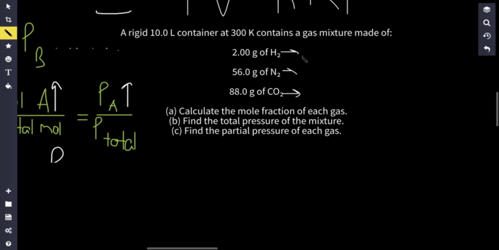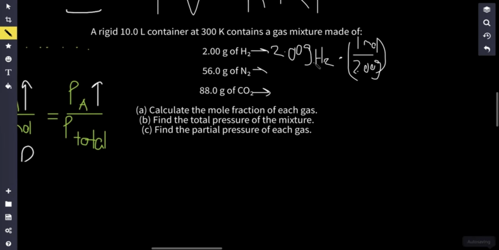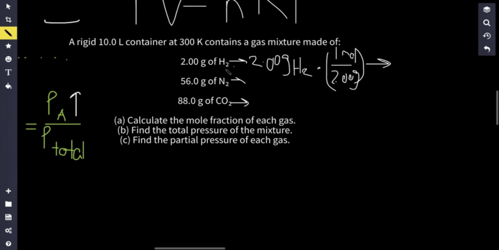Now remember that H2. We have 2 grams of H2, and H2 has a molar mass of 2. So for every 2.00 grams of H2 I have, that's equal to 1 mole of H2. Therefore, 2 grams of H2 is the same thing as 1 mole of H2.